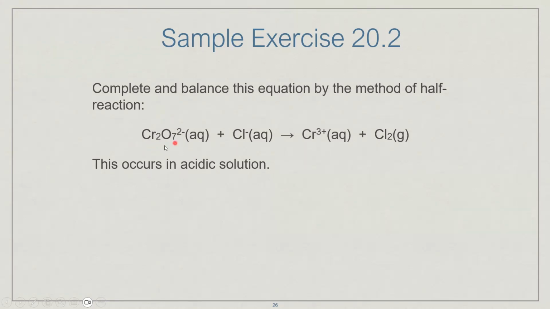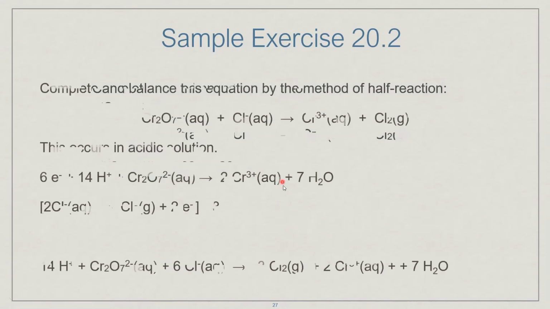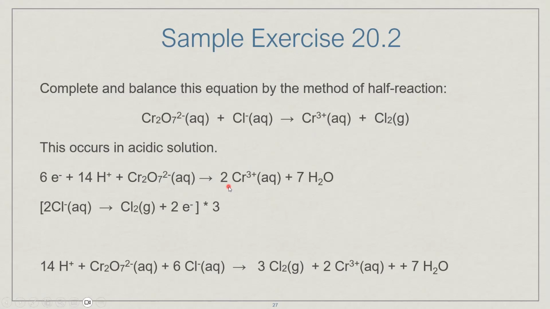So chromium will be, yeah, and this one actually, I have the entire thing here. But if we think about it, we'll have this as our first piece of the reduction half reaction. So in order to get a balance, we need to just put a 2 there. Gives us 2 chromium on both sides. But now we've got 7 oxygen on the left. So we need to add 7 water molecules on the right.